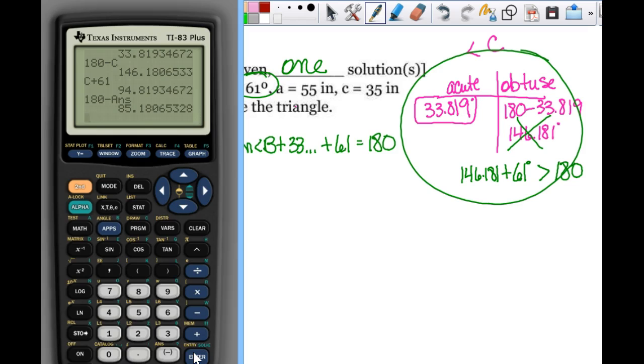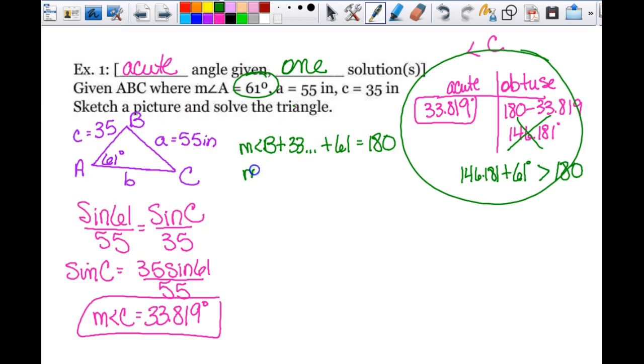And so what should I do with this right now? Store it. You're going to need it. So I'm going to store it in alpha B because that's angle B. So now I've got the measure of angle B is equal to 85.181 degrees. Everybody with me so far? So what else do I need to find?